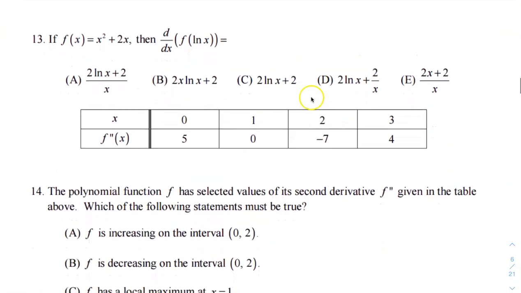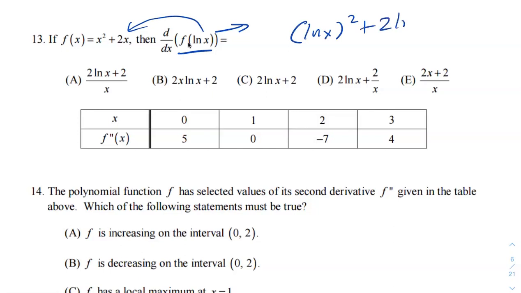So another derivative one. If f of x equals this, then find the derivative of f of natural log x. Ooh, that's a little tricky. So first let's take a derivative. It's a chain rule with the inside's natural log. So lots of ways to do this, sorry. First we could just rewrite it. Let's actually plug natural log into this and see what we get. We get natural log of x squared plus 2 times natural log of x.